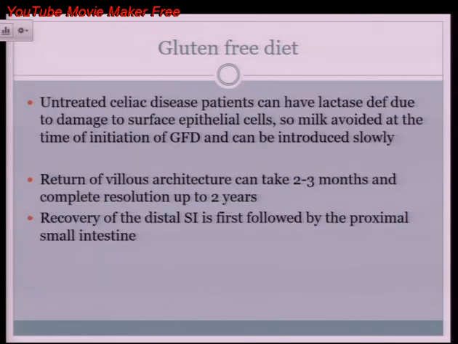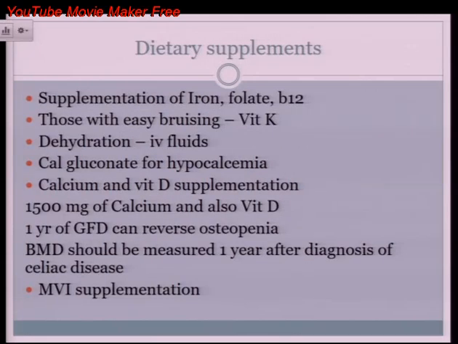So untreated celiac patients can have damage to the surface epithelium and can have lactase deficiency. So initially they're supposed to avoid milk. And like I said, after their villi recover, they can start consuming milk products. So dietary supplements, you check for these deficiencies and you supplement them. Iron, B12, folate. You check for vitamin K, check an INR, which is an indirect measurement of vitamin K, and those with easy bruising, you have to supplement that. Patients with dehydration, give them IV fluids, supplement calcium and vitamin D. And this is important because after 1 year of gluten-free diet, they can reverse their osteopenia. Bone mineral density should be measured 1 year after diagnosis of celiac. And you also want to put these patients on multivitamins initially till their mucosa recovers.